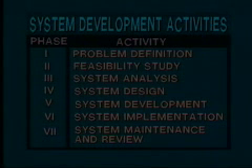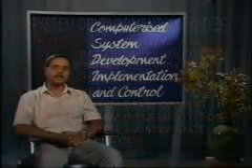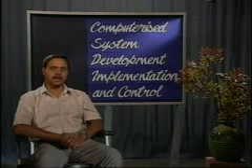Phase 1 is involved with the activity of problem definition. Phase 2 with feasibility study. Phase 3 with system analysis. Phase 4 with system design. Phase 5 with system development. Phase 6 with system implementation. And Phase 7 is involved with system maintenance and review. Let us examine each activity in detail before we proceed further.